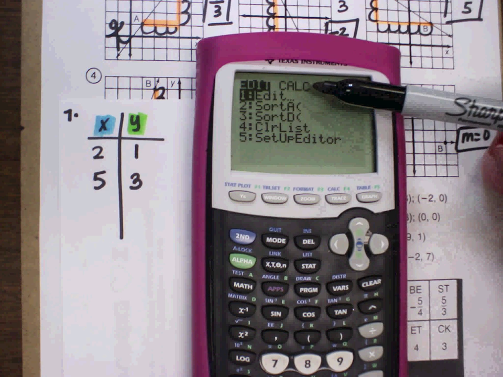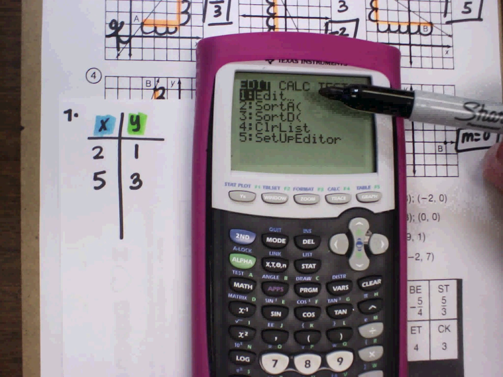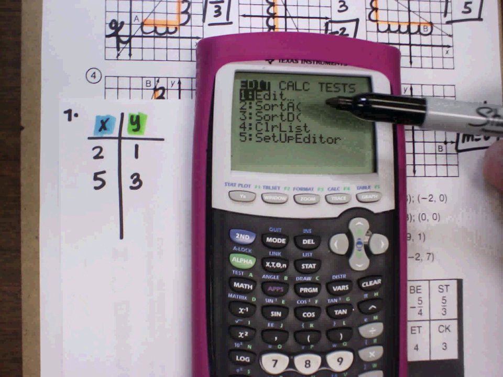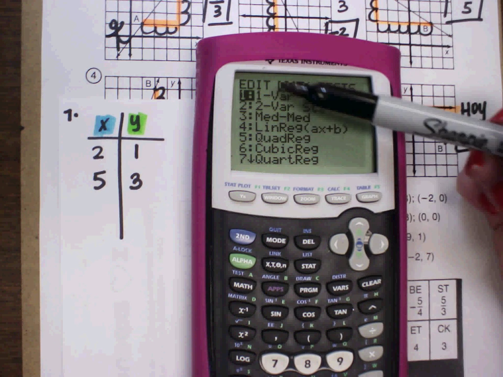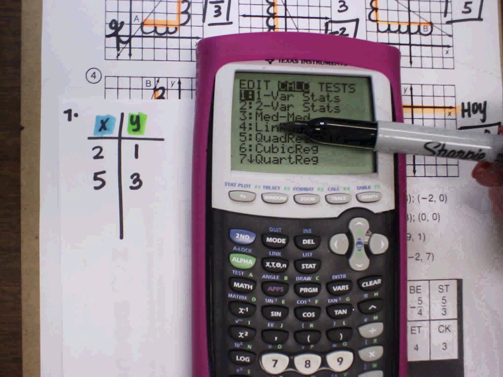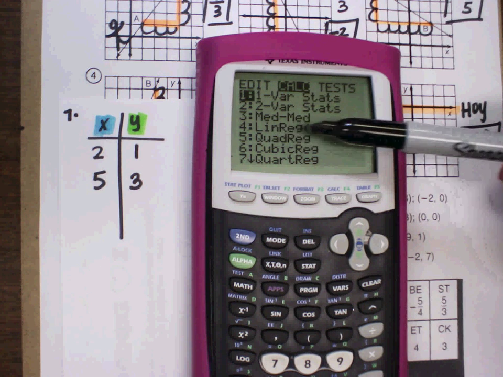Is everybody there? You see that number 4 that says line? It says L-I-N. That's for line, and R-E-G is for regression. That's the one we're going to press. So we're going to press 4. Is everybody there?